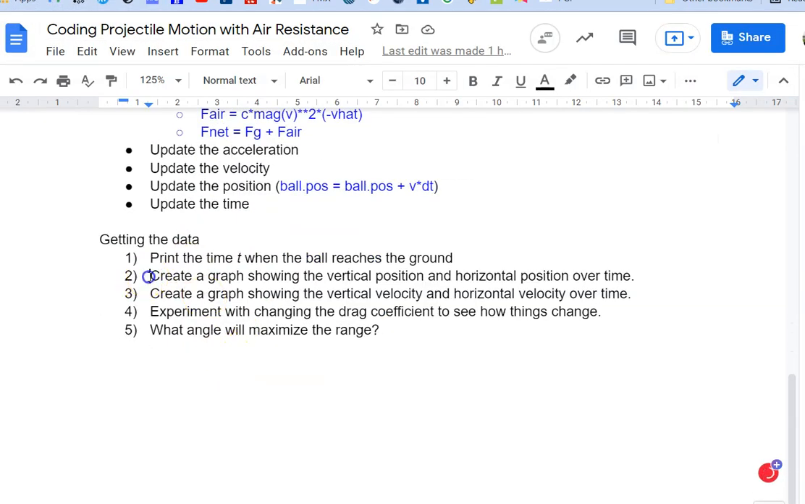And so this video is already getting a bit long, but I'm going to leave it up to you to actually add graphs for vertical position and horizontal position over time, the velocity over time as well, x and y. And also try changing the coefficient and see how that changes.